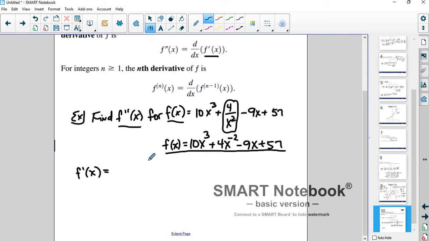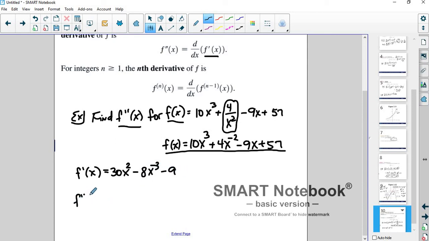F prime of x, bring the 3 down times 10, you get 30x, and then subtract 1 from the power. 3 minus 1 is 2, so you get 30x squared. 4 times negative 2 is negative 8. And then if I subtract 1 from negative 2, that becomes negative 3, right? Remember, if you subtract negatives, you add the numbers together, so you get negative 3. Minus 9x, the derivative of 9x is just 9. And then the derivative of the constant is 0. So your first derivative is 30x squared minus 8x to the negative 3 minus 9.